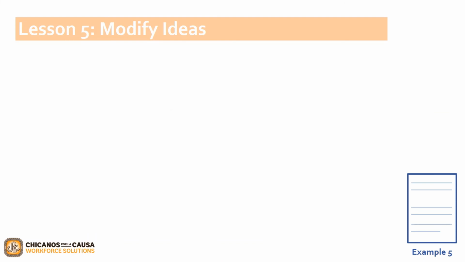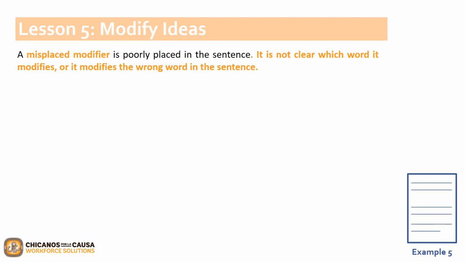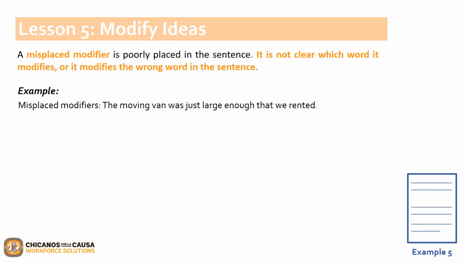A misplaced modifier is poorly placed in the sentence. It is not clear which word it modifies, or it modifies the wrong word in the sentence. An example of a misplaced modifier would be, the moving van was just large enough that we rented. The correct way you would write this sentence would be, the moving van that we rented was just large enough.